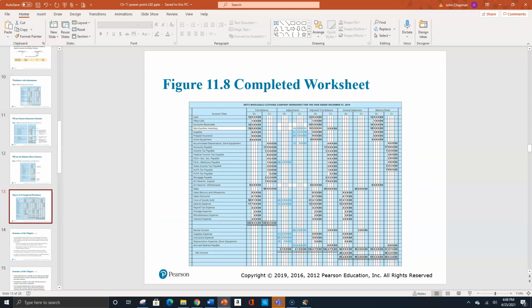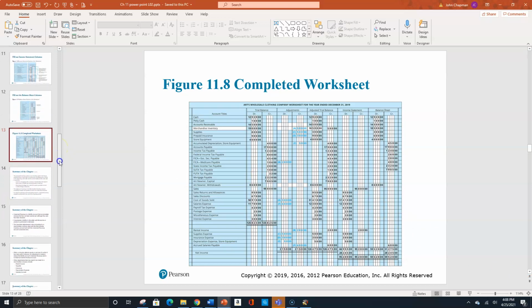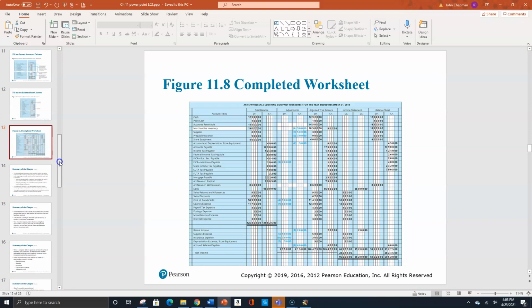Okay, so here is your completed worksheet. And hopefully you're good to go and able to finish the last assignments and last tests. Good luck to you.